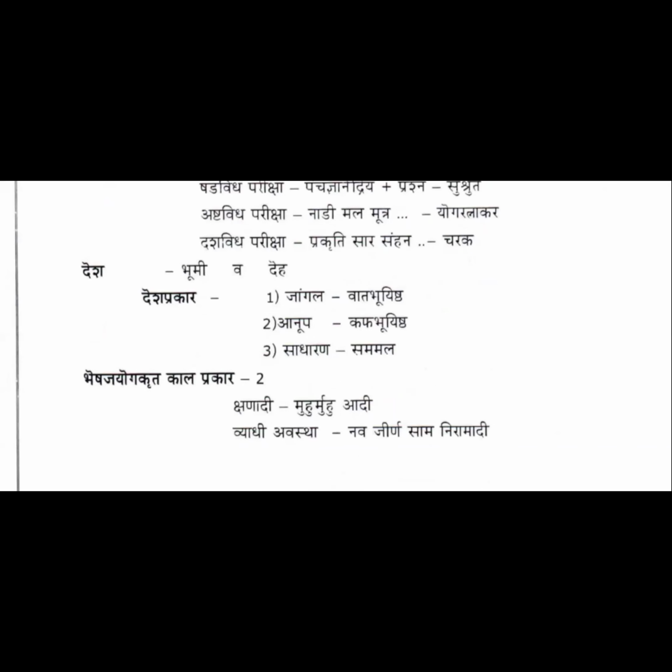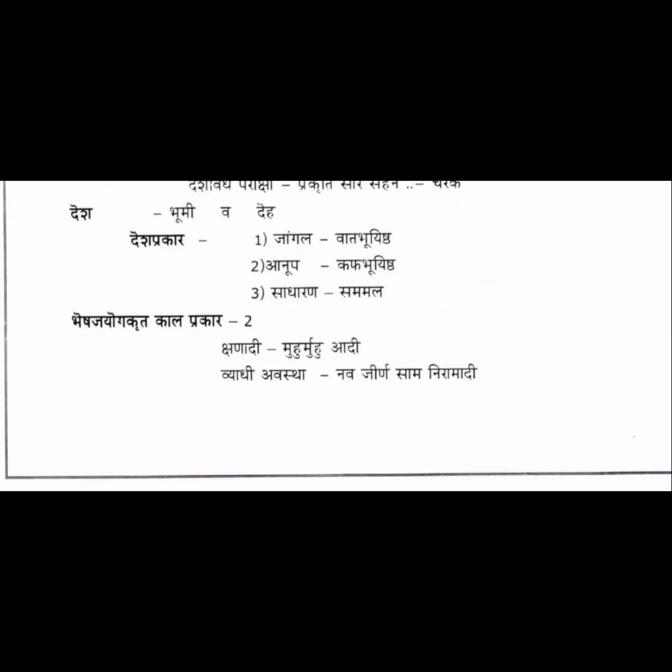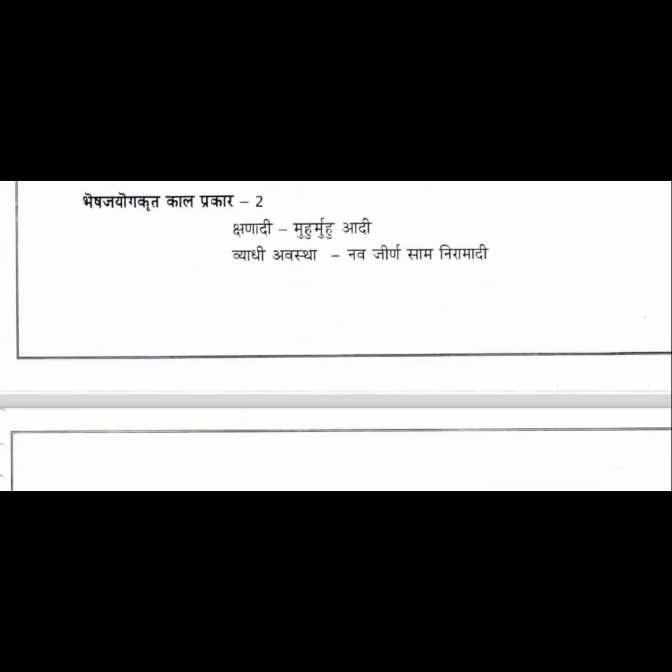Then, next is Bheshaja Yoga Krita Kala Prakara. He says 2 types of Kala. One, Kshanadi, and the other one is Vyadhi Avastha. Kshanadi Kala means Muhur Muhur, then Rutu Kala, all those come under Kshanadi Kalas. Then Vyadhi Avasthas. Okay, 2 types of Kala, 3 types of Desha.